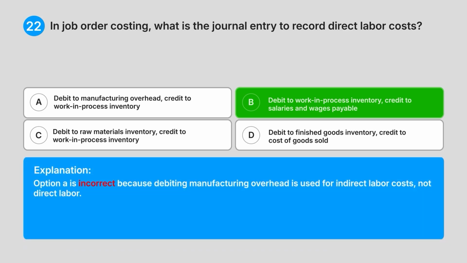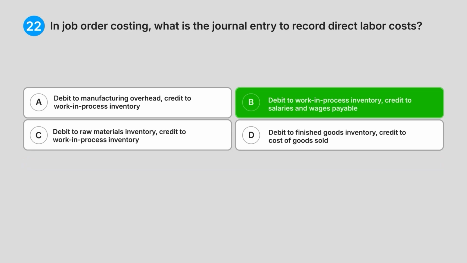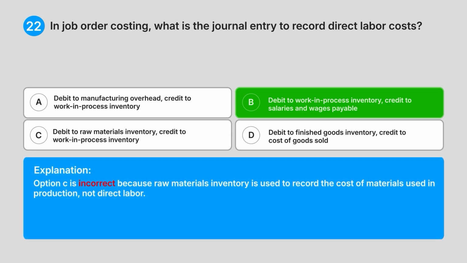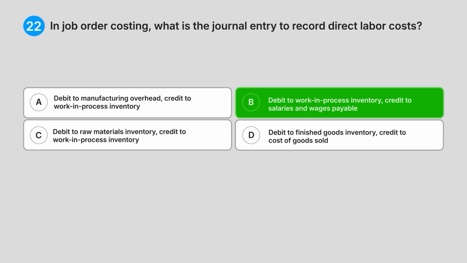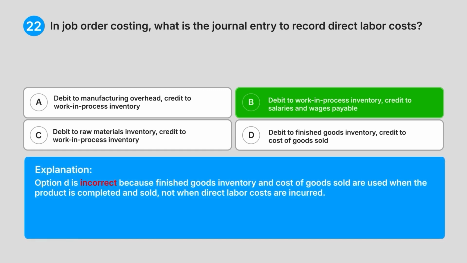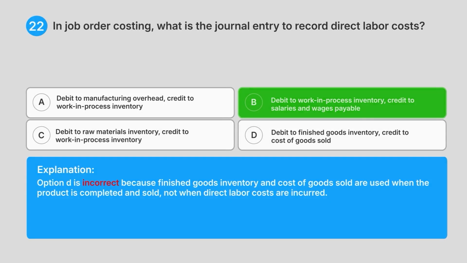Option A is incorrect because debiting manufacturing overhead is used for indirect labour costs, not direct labour. Option C is incorrect because raw materials inventory is used to record the cost of materials used in production, not direct labour. Option D is incorrect because finished goods inventory and cost of goods sold are used when the product is completed and sold, not when direct labour costs are incurred.